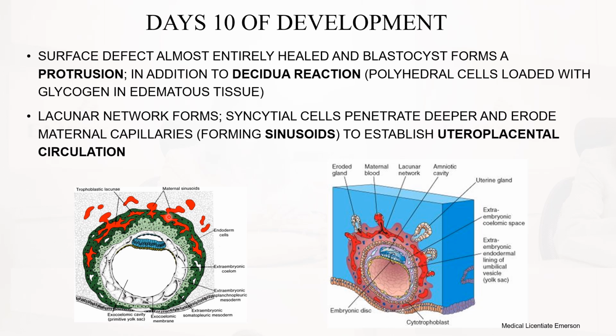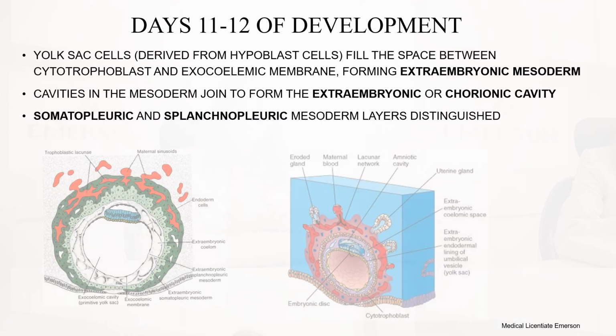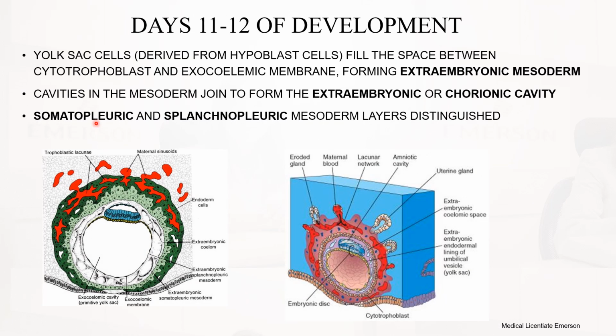So those ones are maternal capillaries which form the sinusoids. Why do they do this? In order to establish a uteroplacental circulation. Okay, so that's what happens during the 10. So that's the 10. So let's go to the 11 to 12.